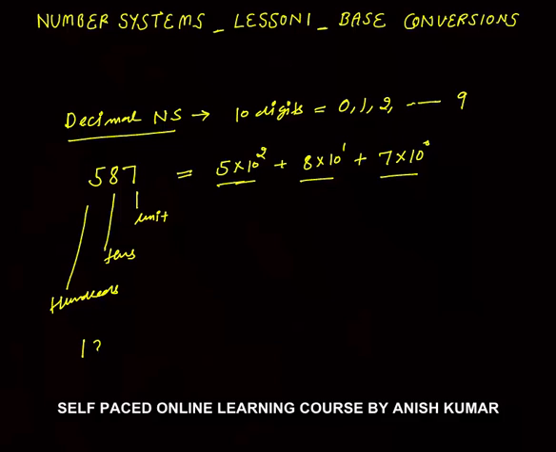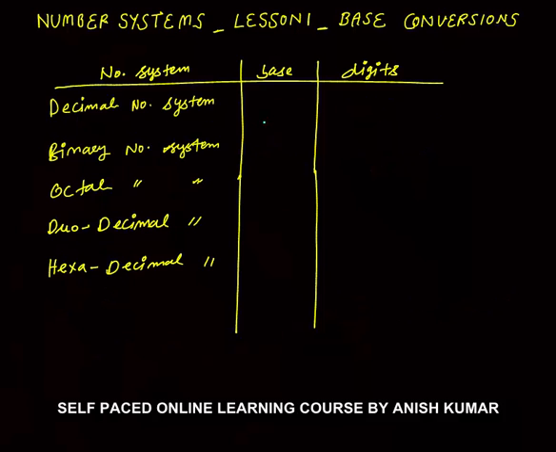For example, 1324, another number I am taking. Can I say this is thousands digit? 1 into 10 power 3 plus 3 into 10 power 2 plus 2 into 10 plus 4 into 10 power 0. Apart from decimal number system, there are other number systems also.